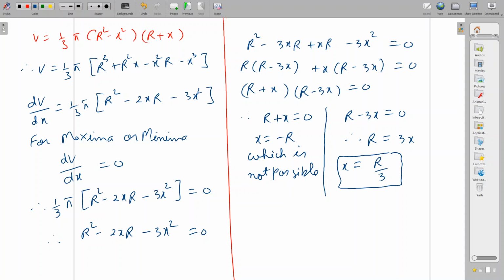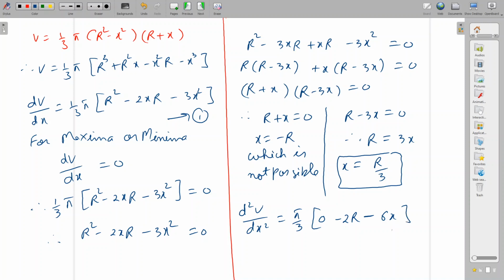Now next, we know that to check whether V is maximum or minimum, we will have to find the second derivative of V. So we can take this as 1. Differentiating 1 with respect to x, we have d square V by dx square equal to pi by 3, which is constant, so it will remain as it is, and the derivative of r square is 0. So here we will get minus 2xr. Differentiation of this will be 2r, because the derivative of x is 1 and 2r is a constant. So minus 2r we will get, and for the second part, that is minus 3x square, we will get minus 6x.